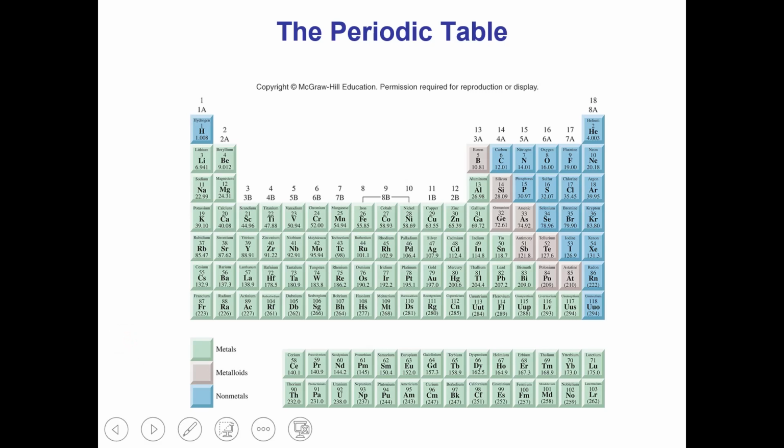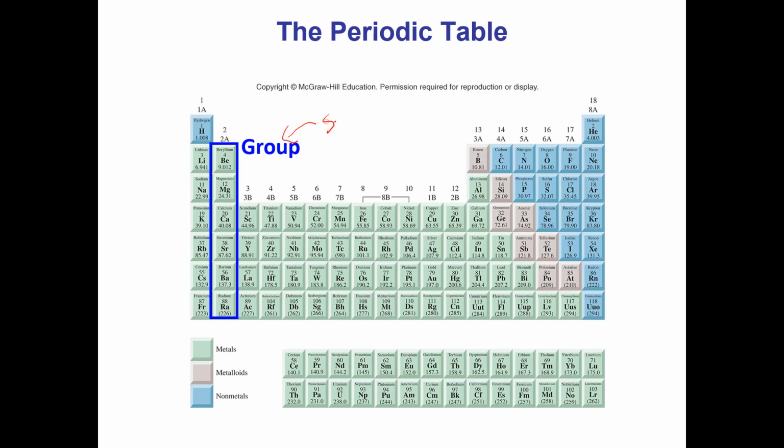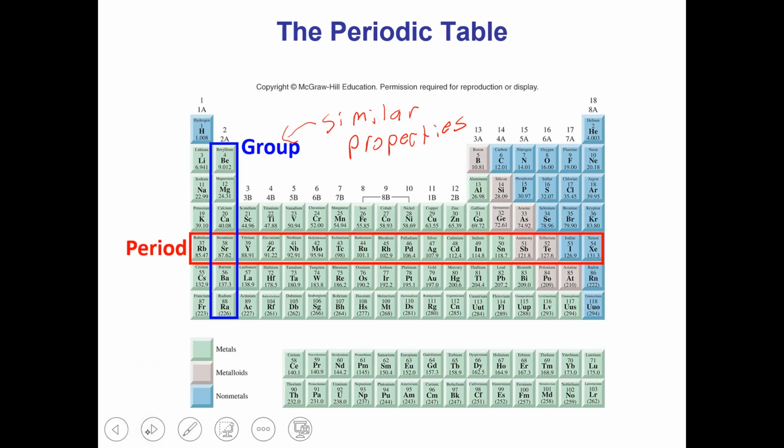But before we get into that, if we look at a column going up and down, we call that a group. Elements are grouped together the way they are because elements in a group all have similar properties. So they will lose the same number of electrons. They will tend to react in very much the same way. So those are all in a group together. If we go across a row, we call that a period.